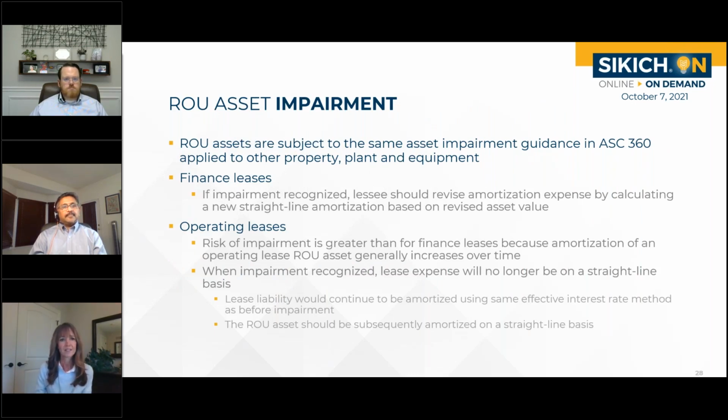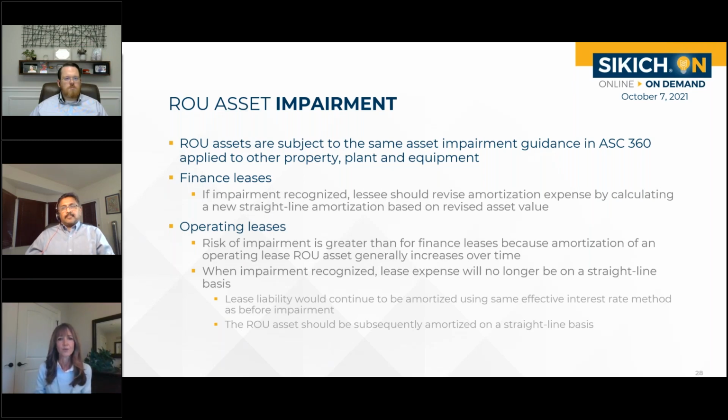So ROU assets are subject to the same guidance about potential impairments as regular PP&E. If a finance ROU asset is impaired, the lessee will revise future amortization expense by calculating a new straight-line amortization schedule for the asset using that lower impaired value. So lease expense would decrease after impairment.